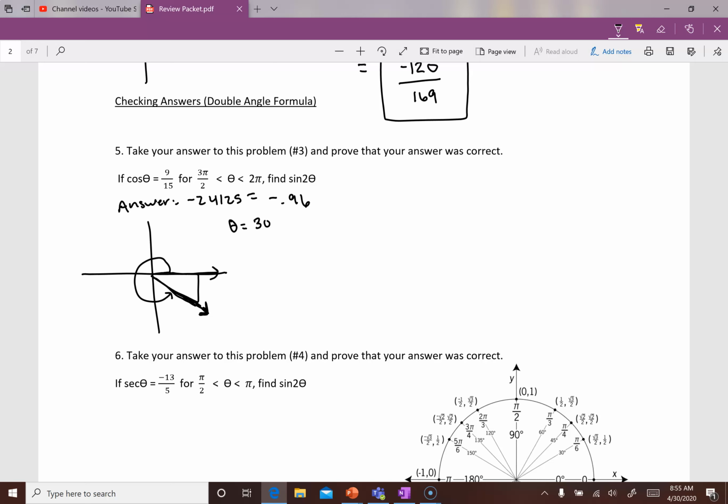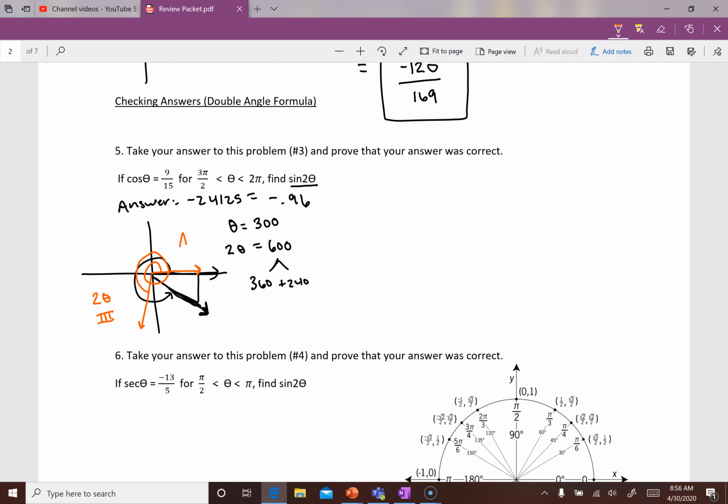Which means that my 2 theta, because I'm looking for sine 2 theta, is going to be roughly 600 degrees. Well, we know 600 degrees can be split up between a 360 and a 240. So our 600 degrees is going to be a full circle, but then a 240, which is going to be a 90, another 90, and it doesn't quite get to 270, right? Because 240 is less than that. So our 2 theta ends up being in the third quadrant.